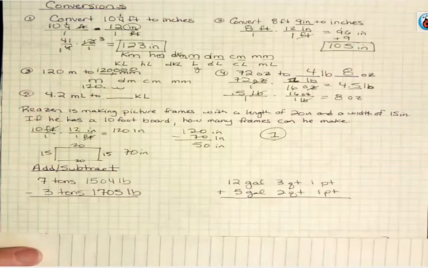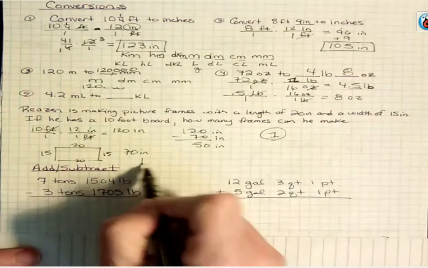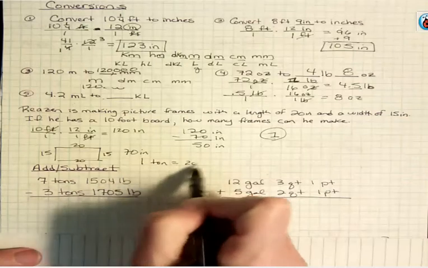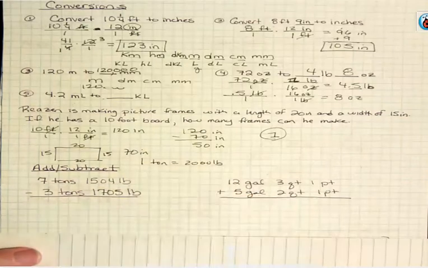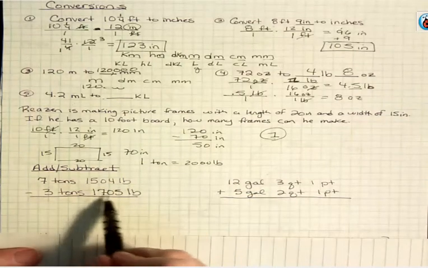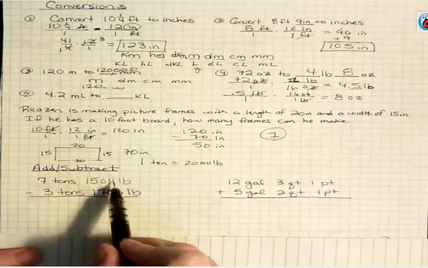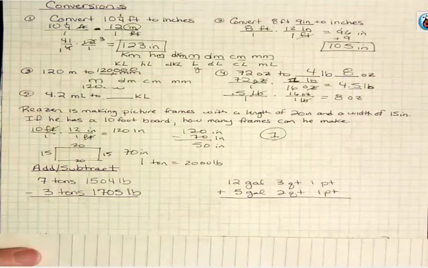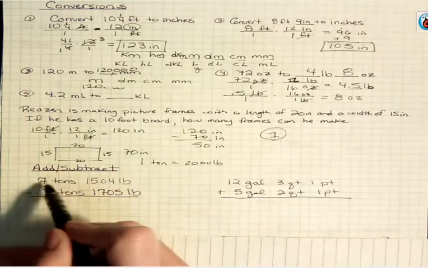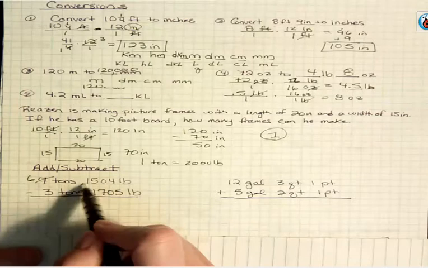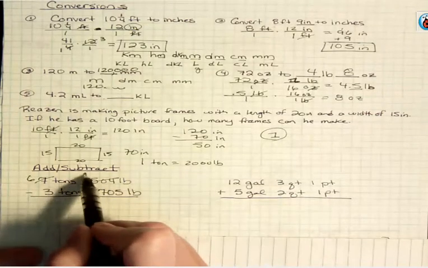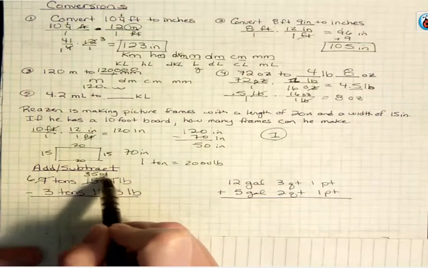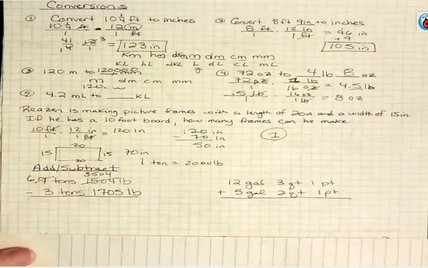Okay, now we're going to do subtraction and addition using your unit conversions. For every 1 ton, you have 2,000 pounds. So here I want to subtract 1,705 pounds from 1,504 pounds. Well, I can't do it because it's not enough. So I'm going to borrow from the 6, but over here I'm going to add 2,000 to this. That gives me 3,504. Now I'm ready to do that subtraction.